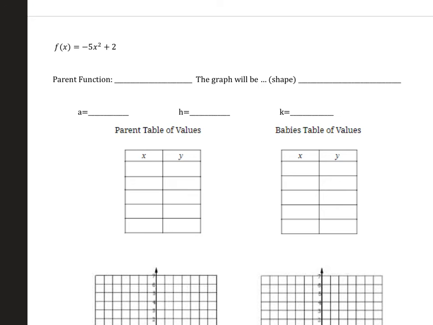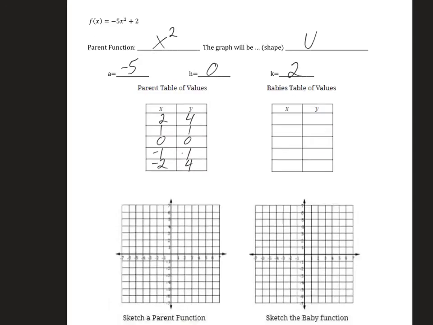What is the parent function here? It's x squared. What shape is that graph going to be? It's going to be a U shape. What are A, H, and K? A is -5, H is 0, K is 2. Notice that there are no parentheses, so that tells me that H is 0 every single time. What are the x values for my parent table? 2, 1, 0, -1, -2. Perfect. What are my y values? Well, what's 2 squared? 4, 1, 0, 1, 4.